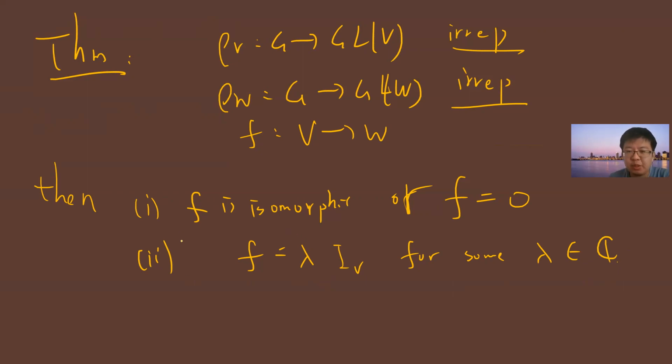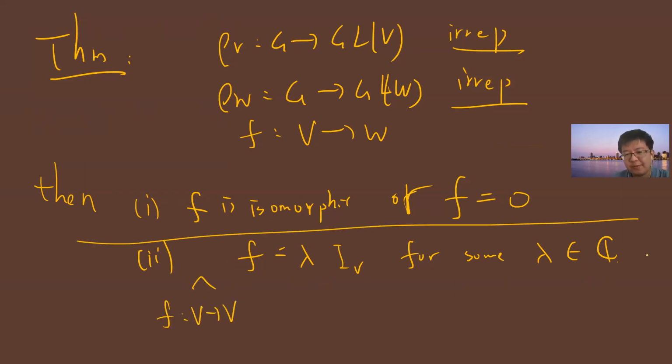But the second is indeed much more powerful than the first one. No, sorry. In the second, we need to assume that F is from V to V. Okay, so in the first one, you don't restrict the basis, so you can say F is isomorphic or F is 0. If you restrict the basis, then F should be lambda times the identity. So these are two lemmas.